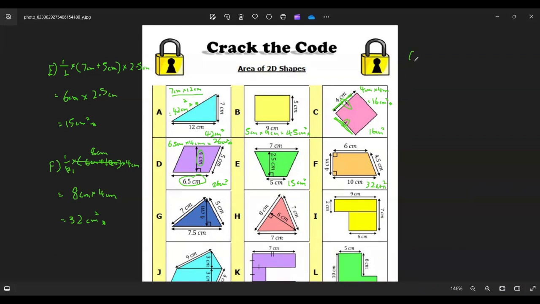And then for question G, this is a right angle triangle. So it's the same. I'll use 1 over 2 times 7.5 cm times 4 cm. Then I will get 30 cm squared. Then times 1 over 2, I'll get 15 cm squared.